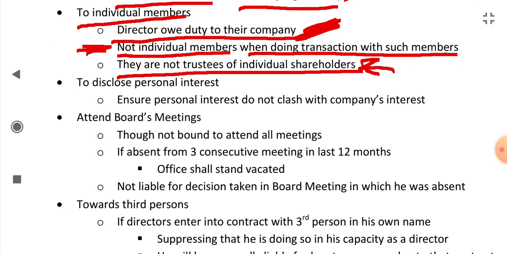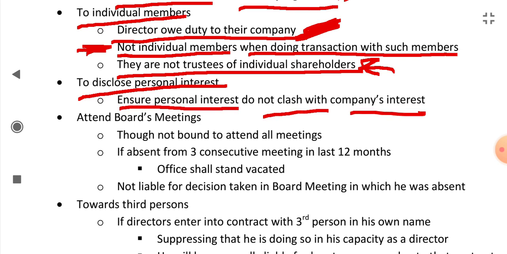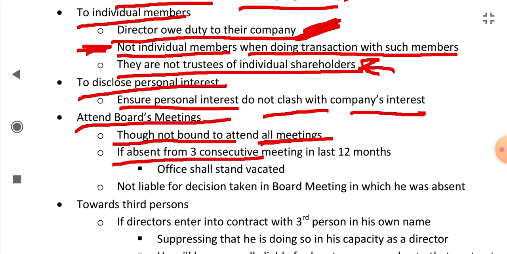To disclose personal interest, it is their duty to ensure that personal interests do not clash with the interest of the company. Okay. And what is the next duty? To attend board meetings. Though they are not bound to attend all meetings, if absent from 3 consecutive meetings in the last 12 months, then the office of the director shall stand vacated.